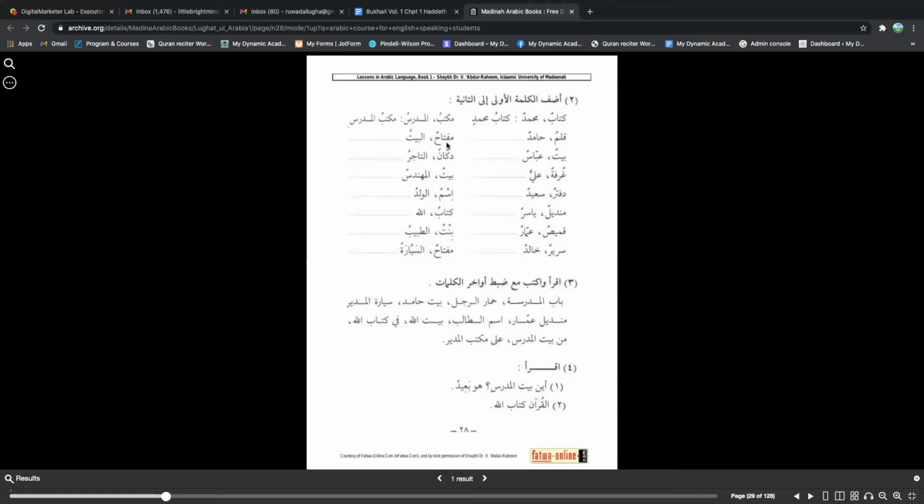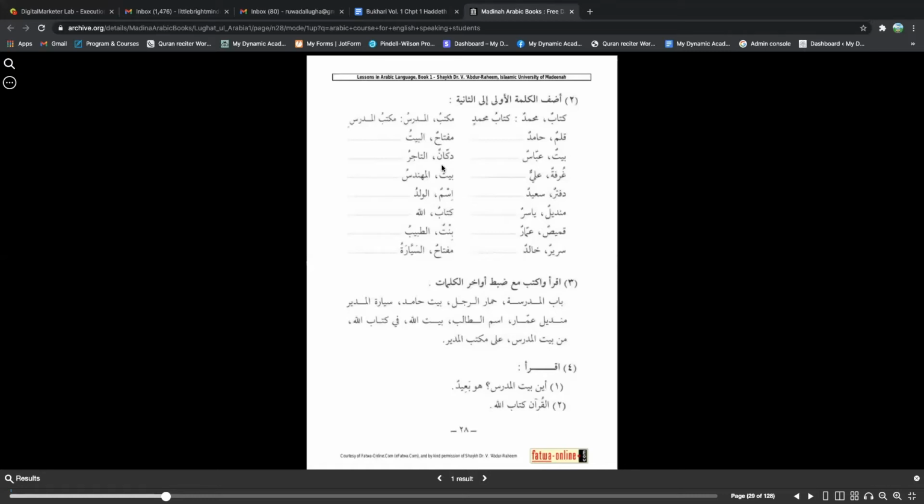Okay, so moving right along. Miftahun, a key, al-baytu, the house. Okay, so bayt is definite, and we want the key to be definite. Right now it's nakira because it has tanween at the end, two dhammas. In order to make it definite and put it in the idafa construction, the key of the house or the house key, we just drop one dhamma and it becomes miftahu al-bayti. Miftahul bayti. So the house key.